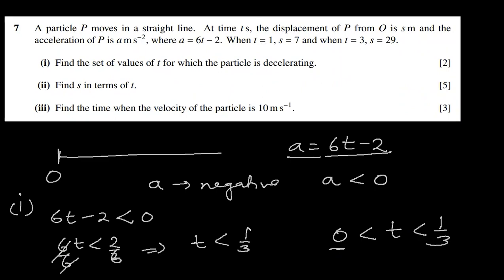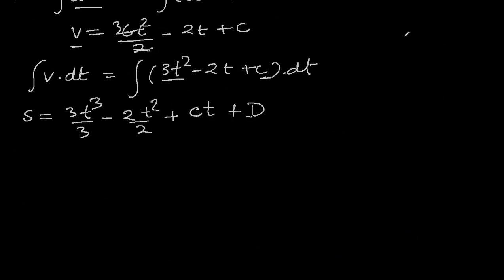When t is 1, s is 7. When t is 3, s is 29. So 1, 7 and 3, 29. These are the two values they have given. This is t, this is s. So we will get two equations out of them. Let's do them side by side.